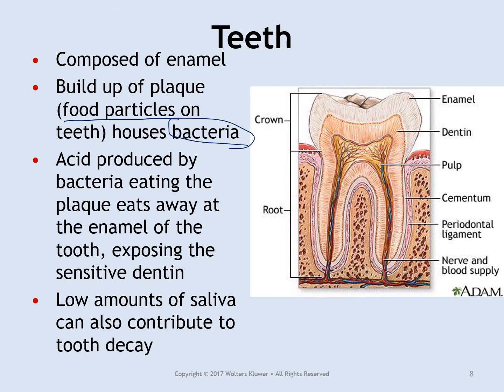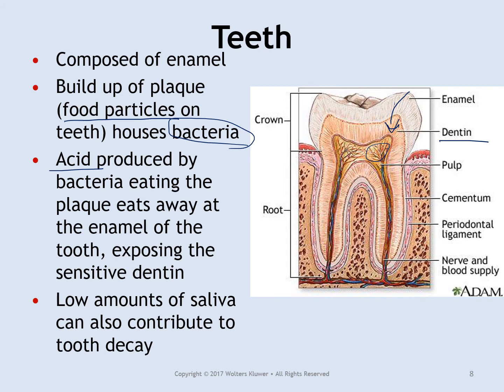And as those bacteria hang out on your teeth and eat the little food particles on your teeth, they produce acid as a byproduct. And that acid starts to eat its way through the enamel until we get down into the dentin, which is the very sensitive layer of the tooth. There's a nerve root here. This is where you get the pain of a toothache if you have a really bad cavity that goes down into that dentin.